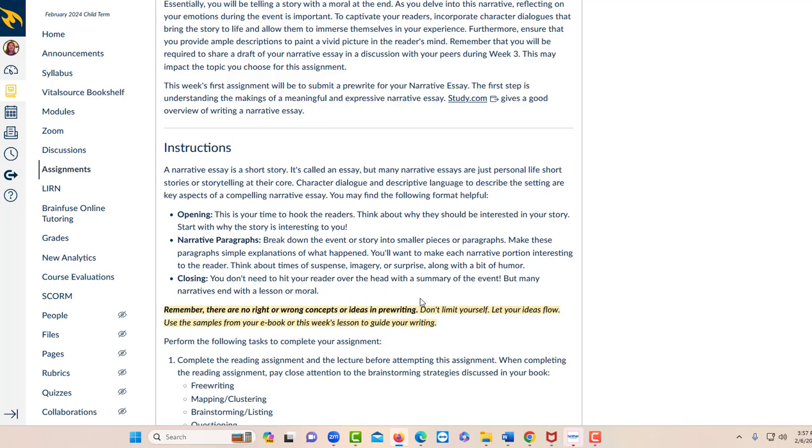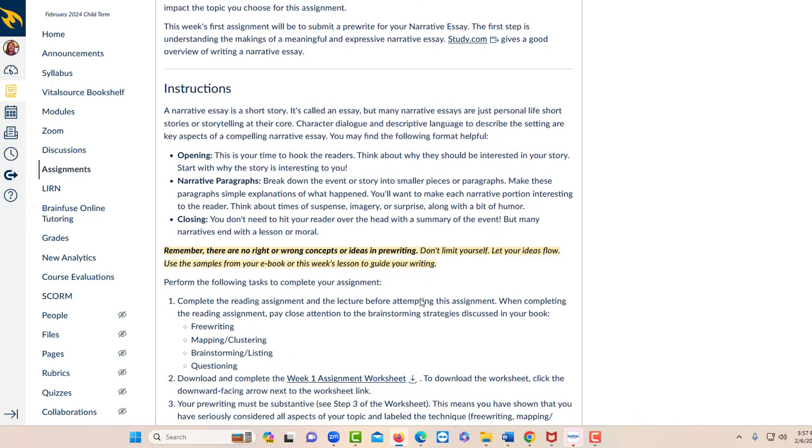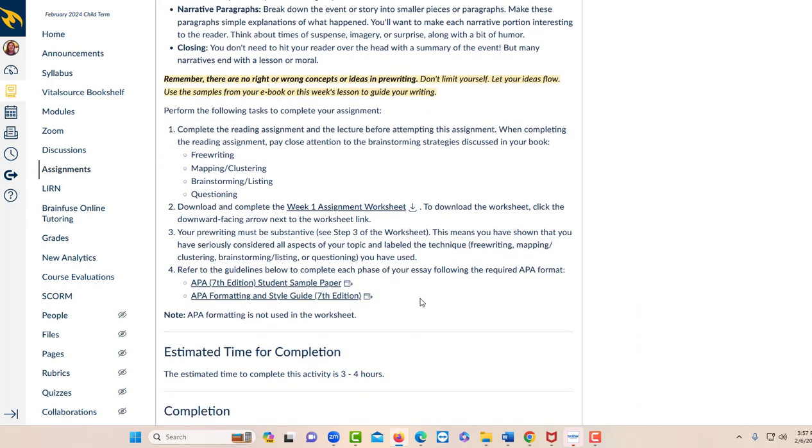Remember, there are no right or wrong concepts in pre-writing. Don't limit yourself. Let your ideas flow. Use the samples from your book, from your ebook, or this week's lesson to guide your writing. And be sure to complete the reading assignment and the lecture before attempting this assignment.